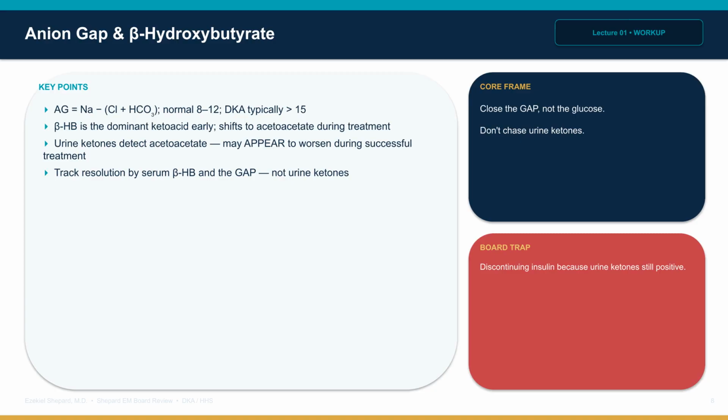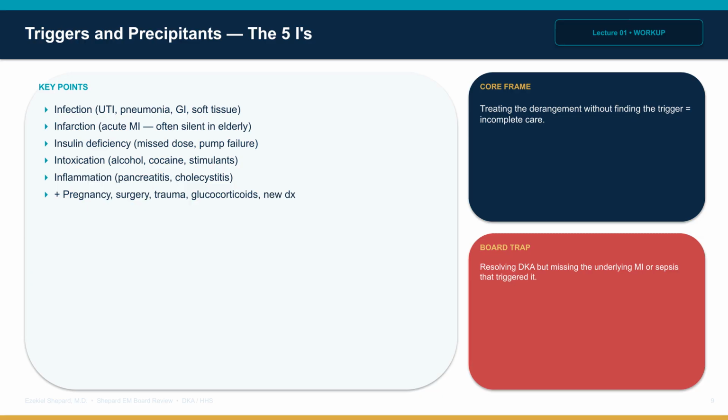You want to order that beta hydroxybutyrate because it's the dominant keto acid early in DKA and shifts to acetoacetate during the treatment. Urine ketone strips primarily detect acetoacetate, so urine ketones may paradoxically appear to worsen during successful treatment. Use serum beta hydroxybutyrate to track for resolution, with values below 0.6 millimoles per liter indicating resolution, but do not chase the urine ketones. Always look for the trigger.